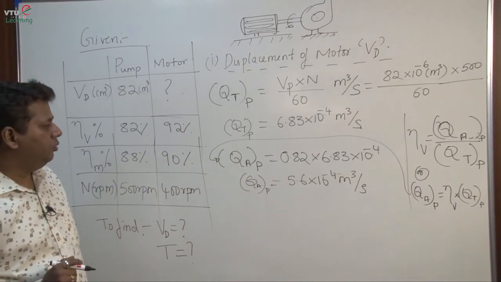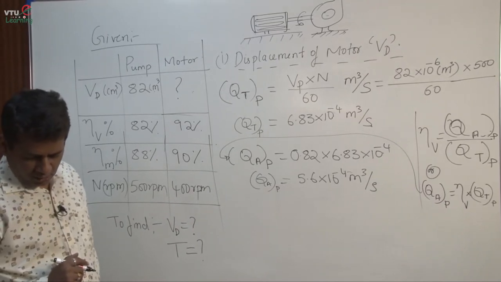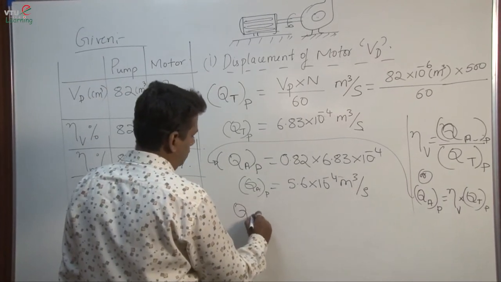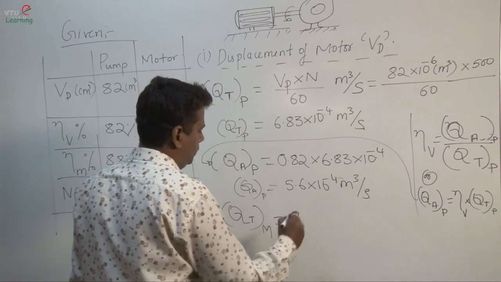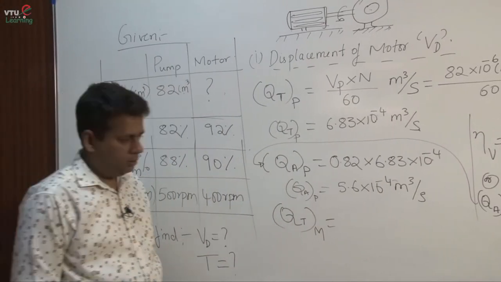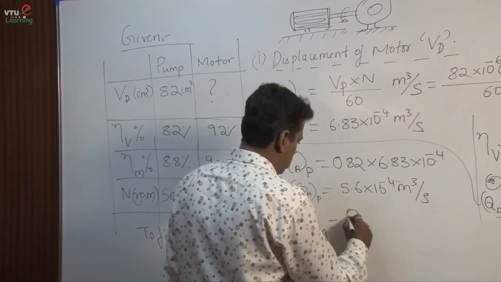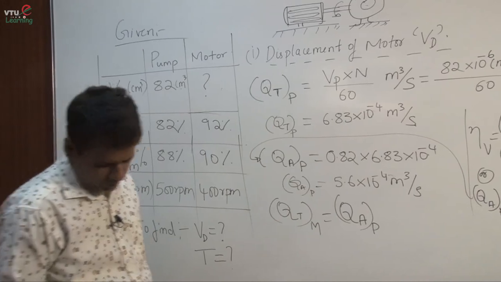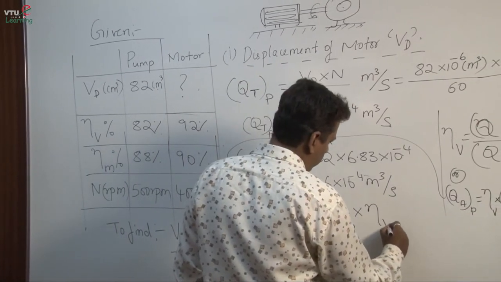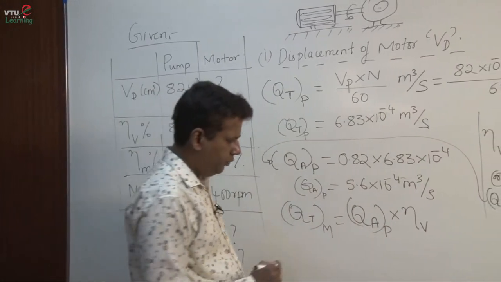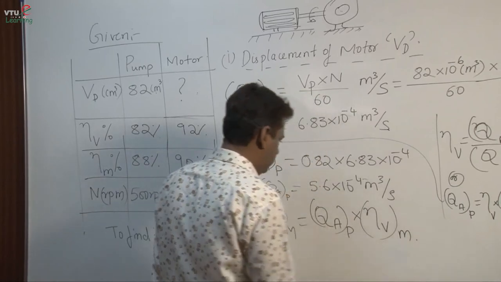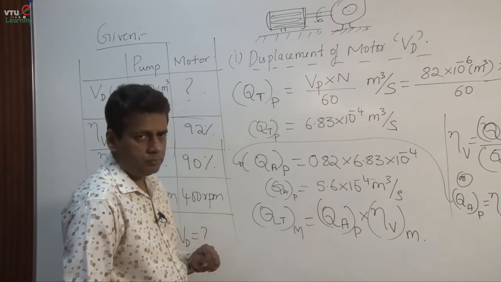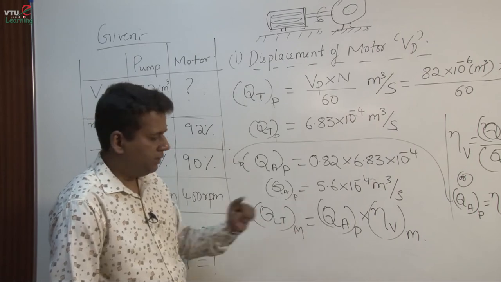After finding out Q theoretical and Q actual, next find out the Q theoretical for the motor. For Q theoretical motor, we have Q actual pump into the volumetric efficiency of the motor. See, volumetric efficiency is equal to Q theoretical by Q actual, right?